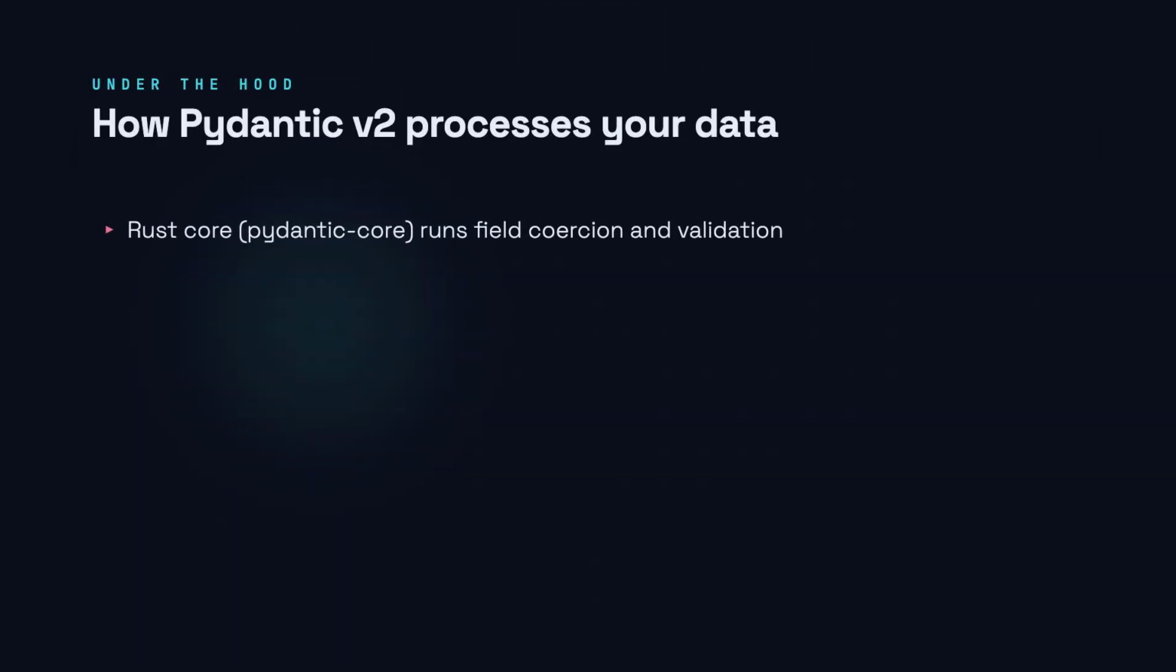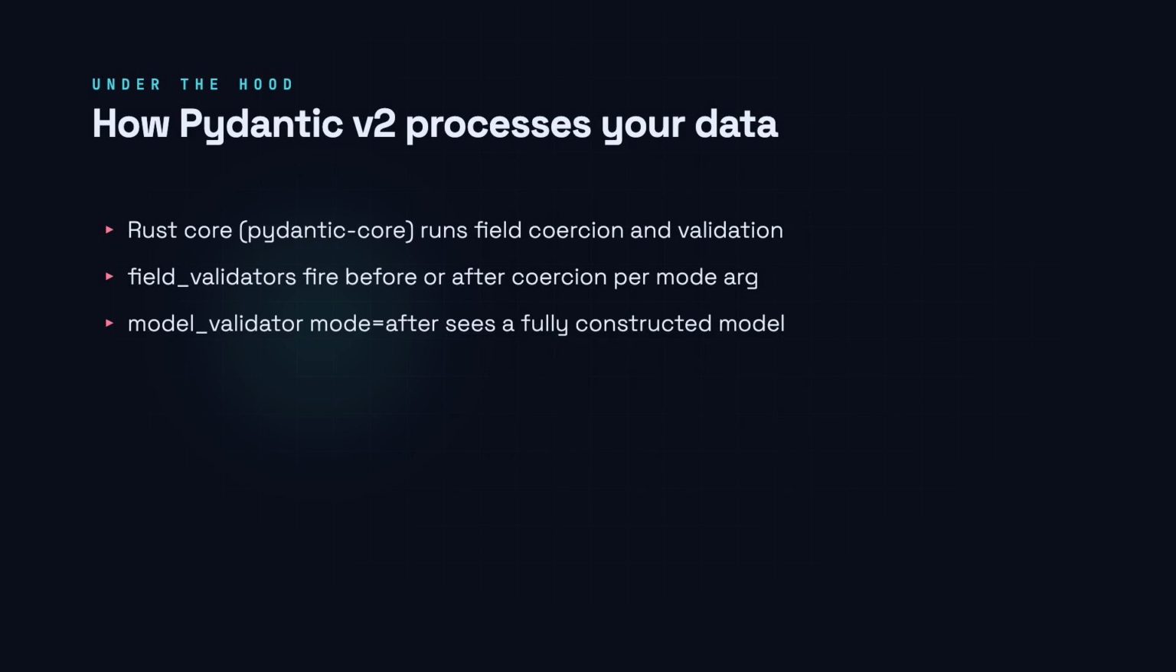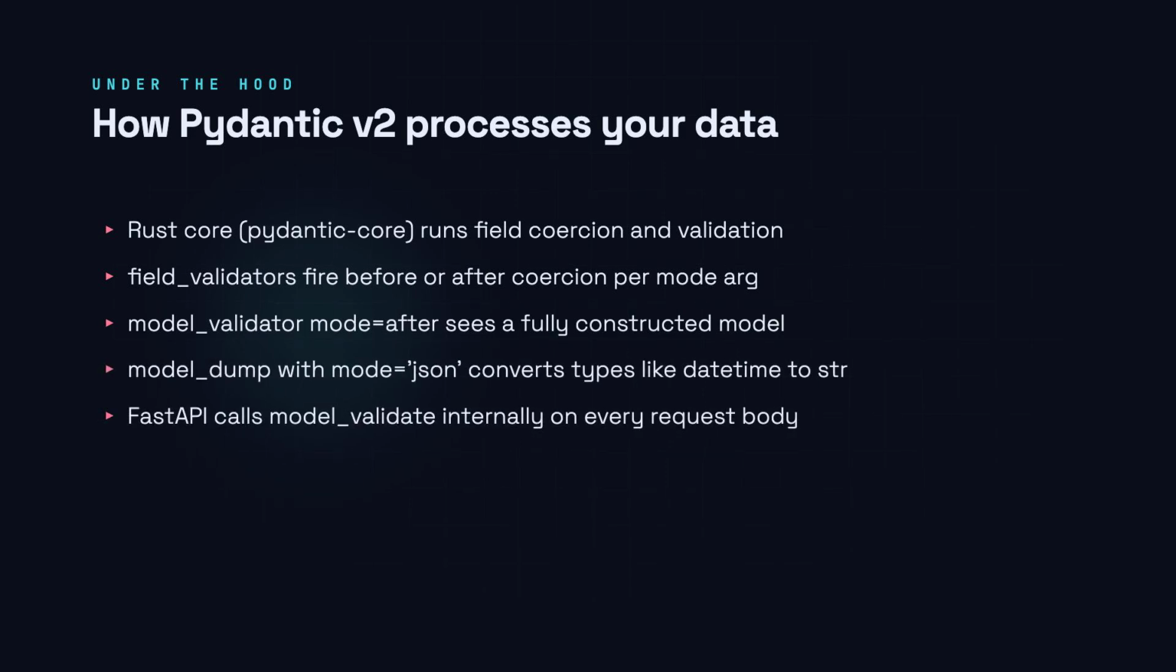When a request arrives, FastAPI parses the JSON body into a plain Python dict and passes it to Pydantic's model_validate. Under the hood, Pydantic core, the compiled Rust library, coerces each field to its declared type, then fires any field validators in the order you specified. After all fields pass, model validators marked mode equals after receive the fully assembled model instance. On the way out, model_dump with mode equals json ensures complex types like datetime objects are serialized to strings rather than raising an error.